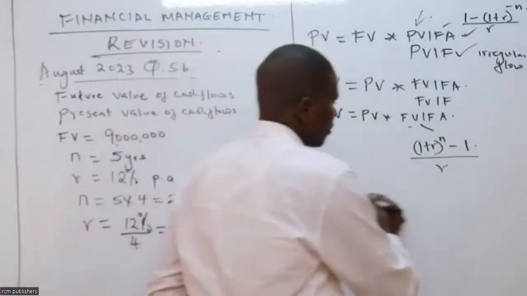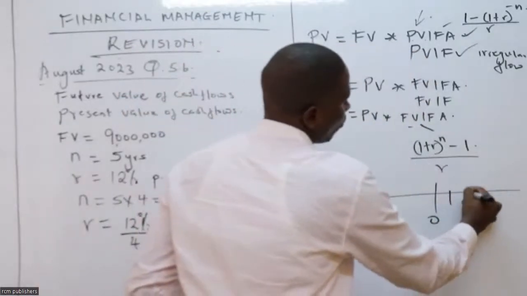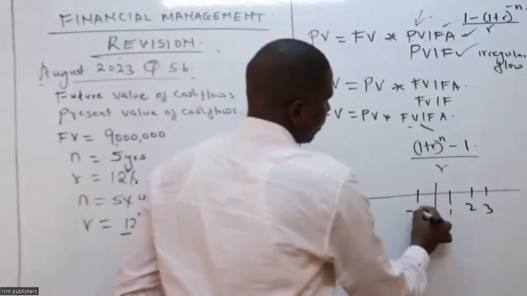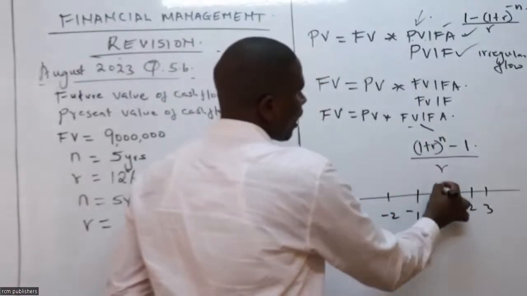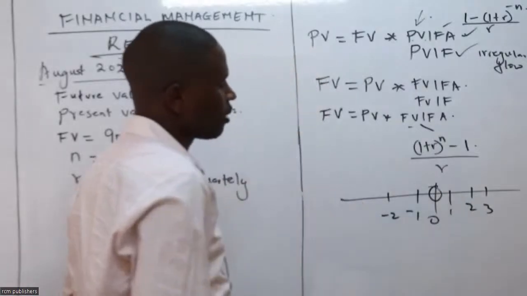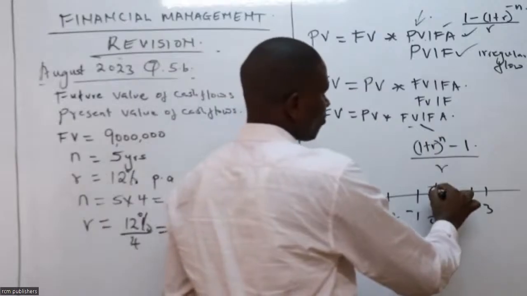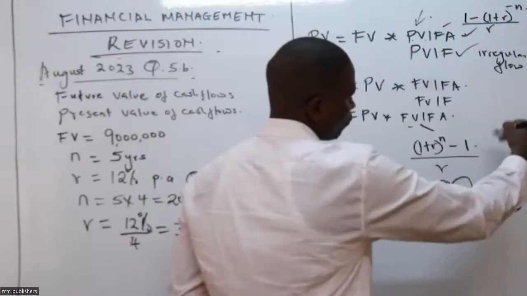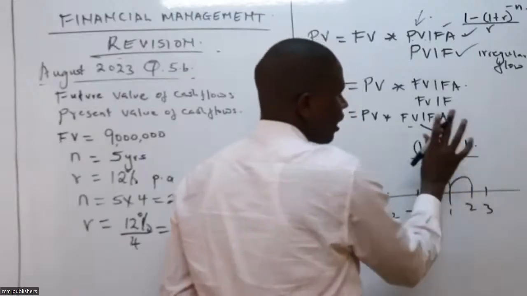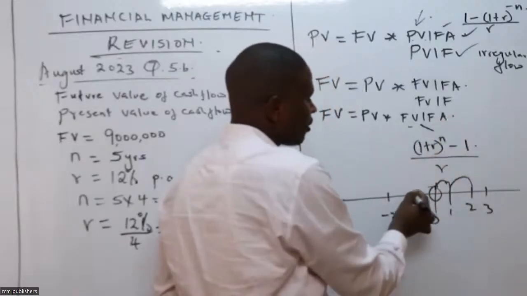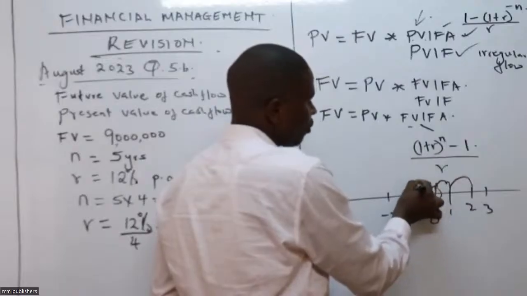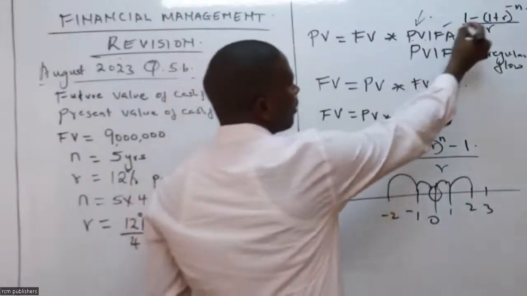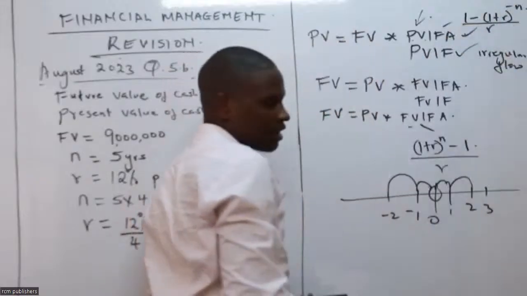You remember the number line, right? 0, 1, 2, 3; 1, 2, 3; 0, -1, -2. So we are here, right? If you want to compound, you are going to the future, positive. That's why our n here does not have a negative sign. Then when you want to get the present value, you are coming back from the future. And that's why you see n has a negative sign.